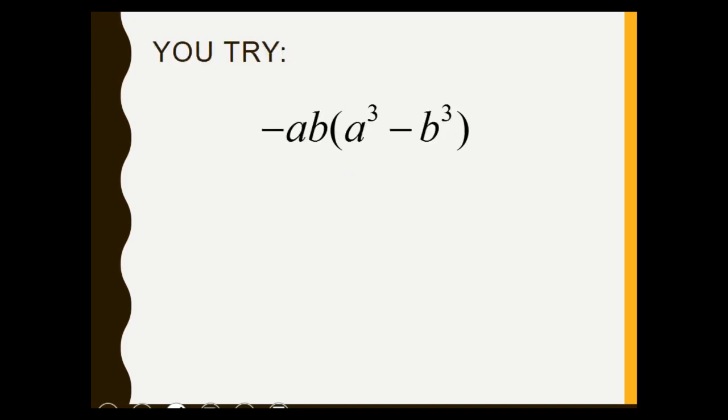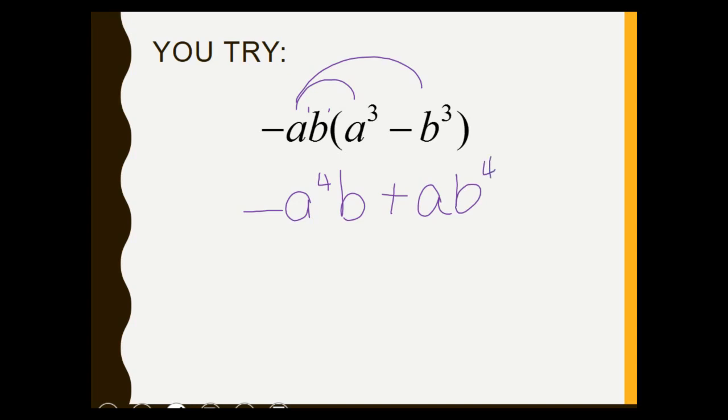Now you try. Okay, let's check it out. So we have a negative times a positive. So a negative times a positive is negative. A to the first times a cubed is a to the fourth. And then we bring down the b. Distribute again. Negative times a negative, positive. A, bring down the a, and then b to the first times b cubed is b to the fourth.